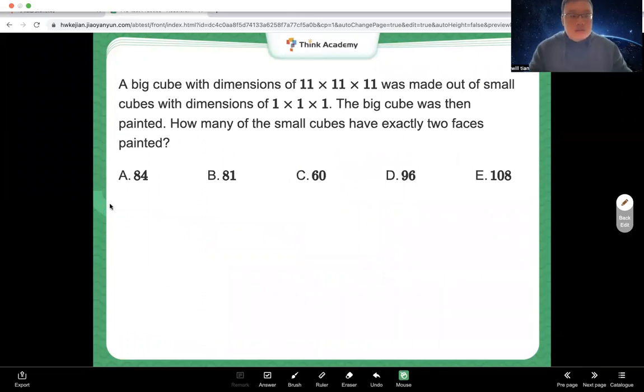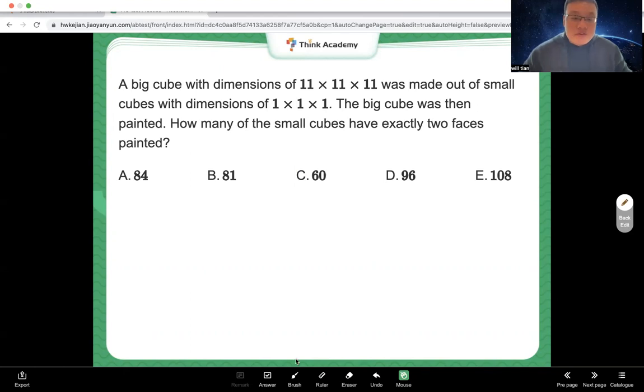Actually, guys, this one is only in the acceleration. Okay, let's see. It says a big cube with a dimension of 11 by 11 by 11 was made out of small cubes with a dimension of 1 by 1 by 1. The big cube was then painted. How many small cubes have exactly 2 faces painted?